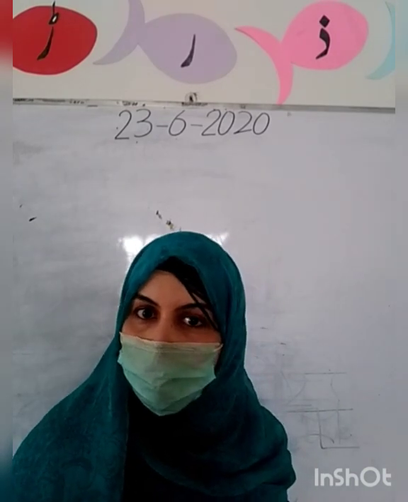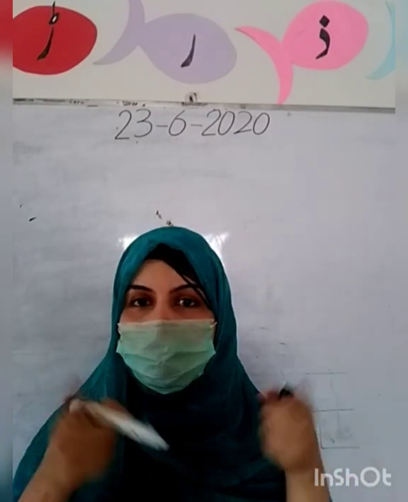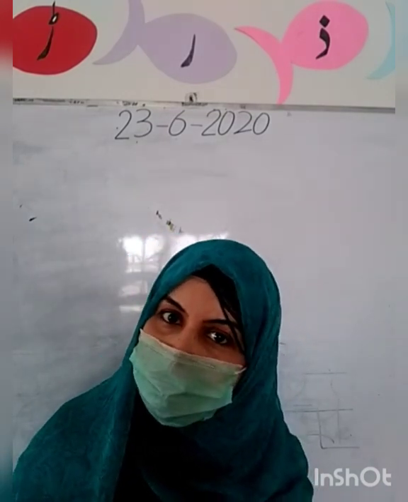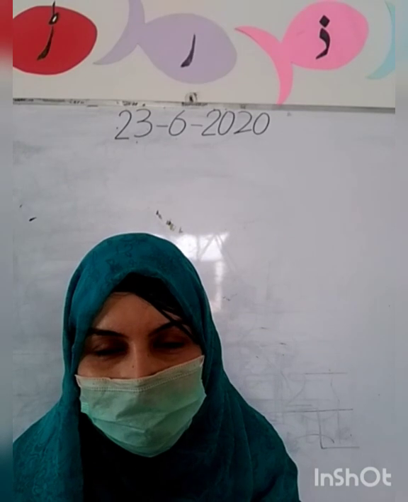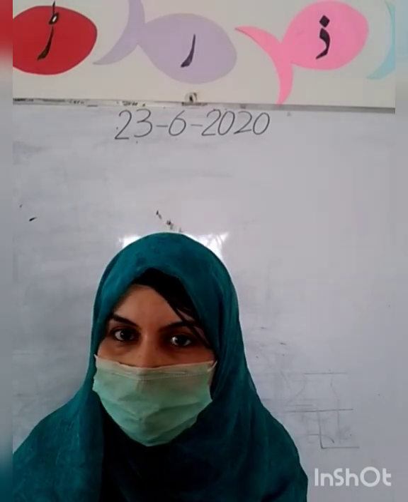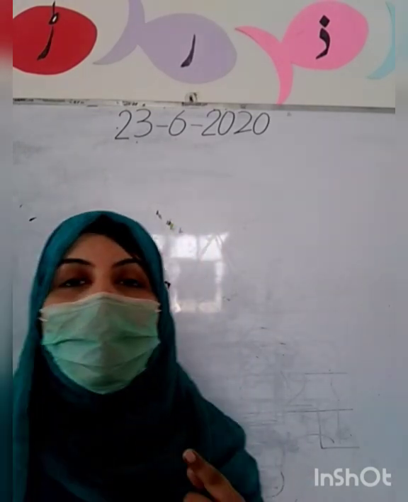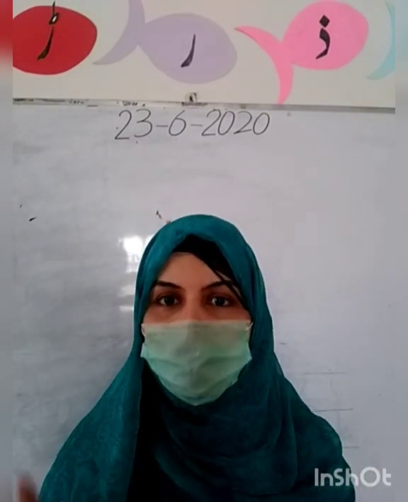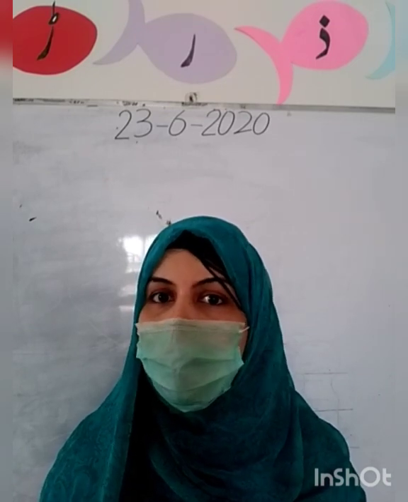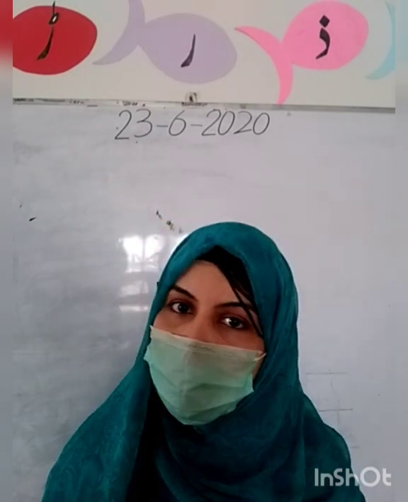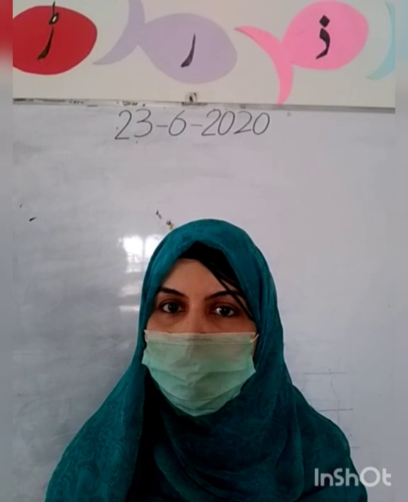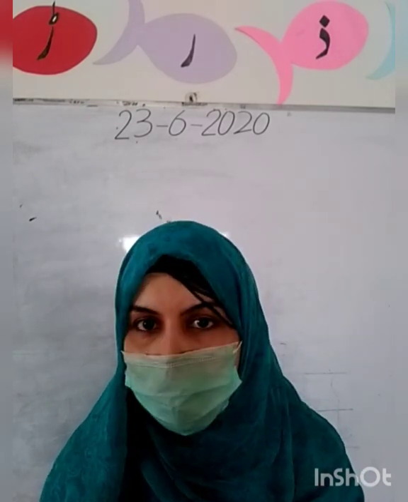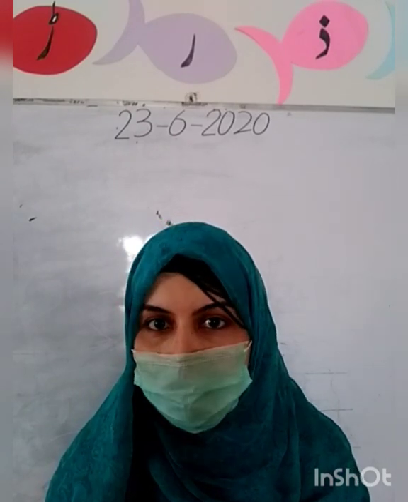Could you tell me the day? What day was yesterday? Yesterday was Tuesday and today is Wednesday. Today is Wednesday. Tell me the spelling. Wednesday. Today is Wednesday.